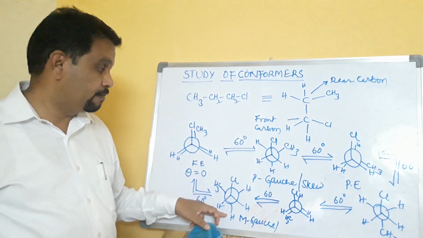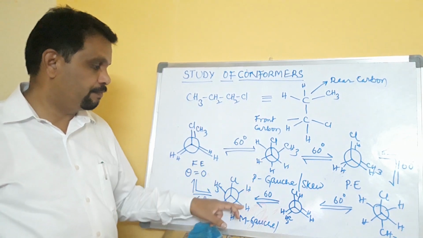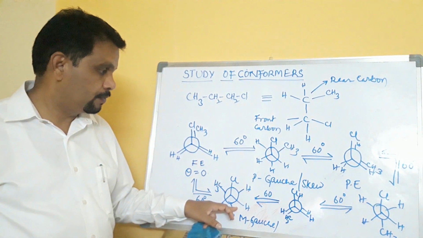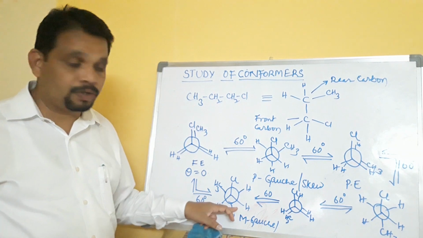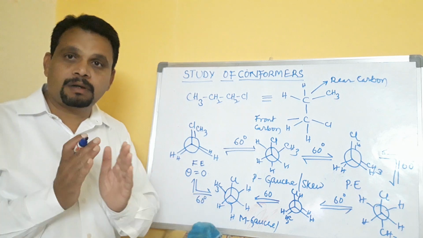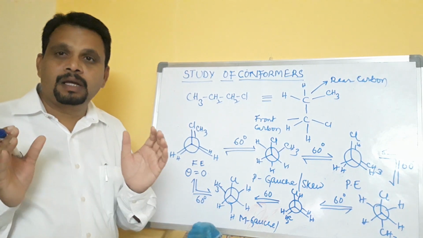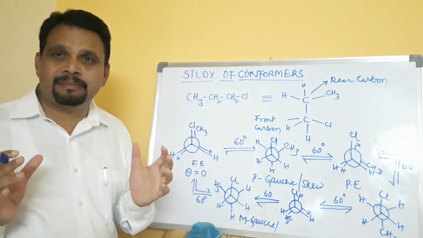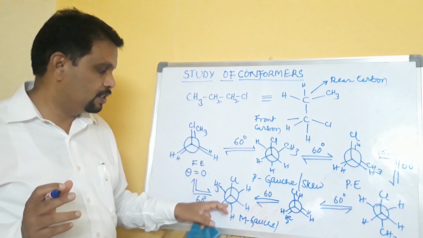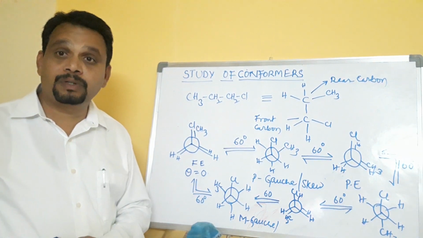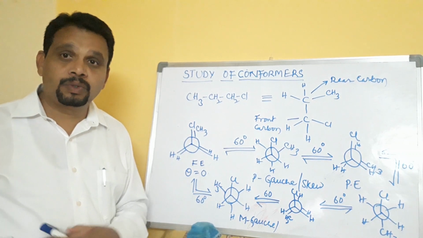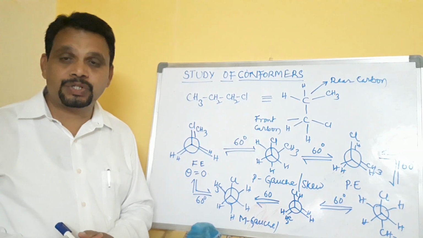And about this M Gaussian, these two are the same. They are dynamic enantiomers. Because if you write these two conformers in the mirror image, you will find out that they are the same. This is the mirror image of that one, and that is the mirror image of this one, therefore they can be considered as dynamic enantiomers. You already know what an enantiomer is.